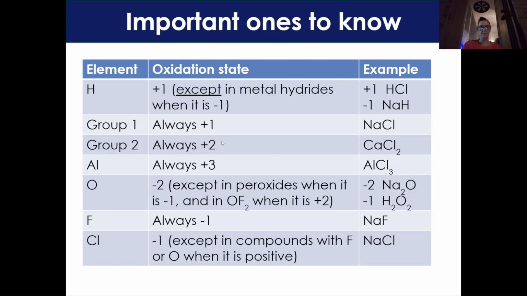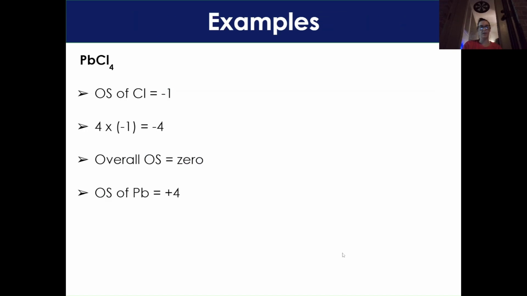So this is some important rules to know. They're kind of what I just talked about, but in a table format, if that helps you out. So here's an example. We have lead(IV) chloride here. The oxidation state, that's what OS is, of chloride is going to be -1 because it's in group 17, and there are 4 of them, which means lead has to have a +4 charge in order to balance out this compound because it is a neutral compound, it's not a polyatomic ion.